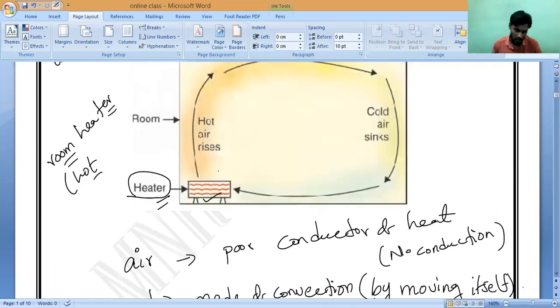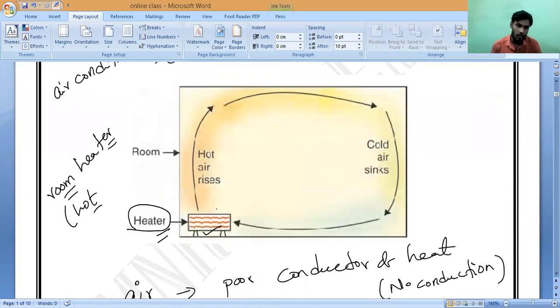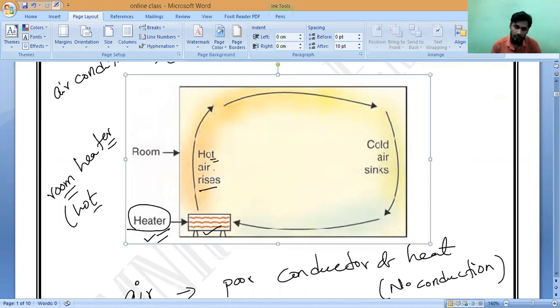So here you may observe. As we know, Mari and Hari, please tell me: if you switch on the heater, what will it do now? Will it give hot air or cold air? Hot air, sir.